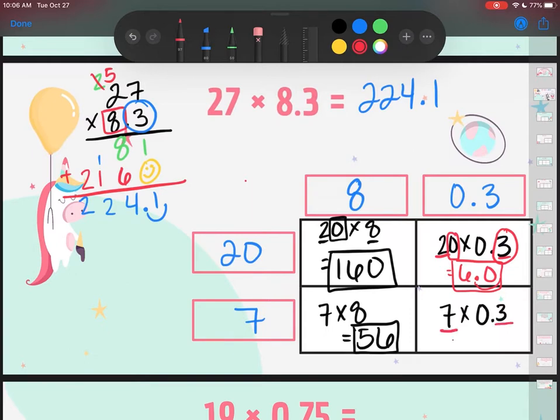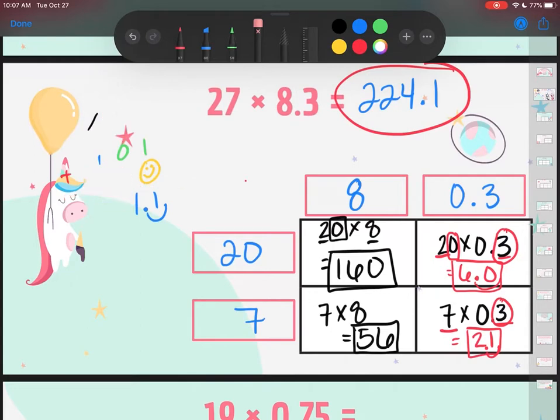And same thing for 7 times 3/10. I'm going to look at my numbers that aren't zeros. I've got 7 and 3, which is 21. But I had one number to the right of my decimal, so I scooted over 1. Ended with 2.1. So now, these are all of the pieces that I'm going to add up to get my answer. When we multiplied, we got 224.1. So now, if I add them all up, that should get me that answer as well.